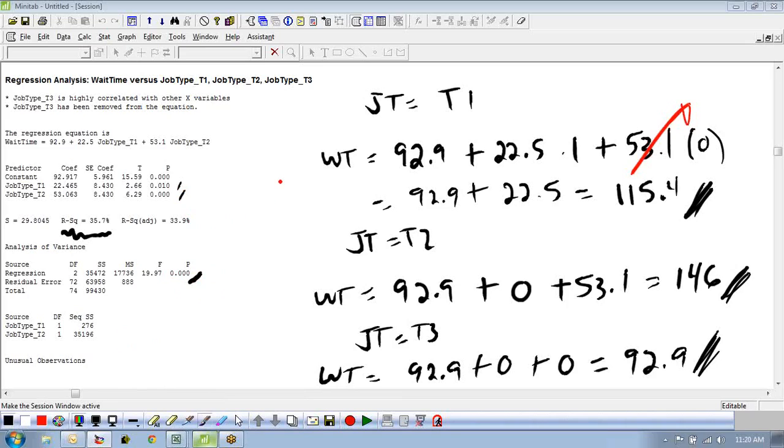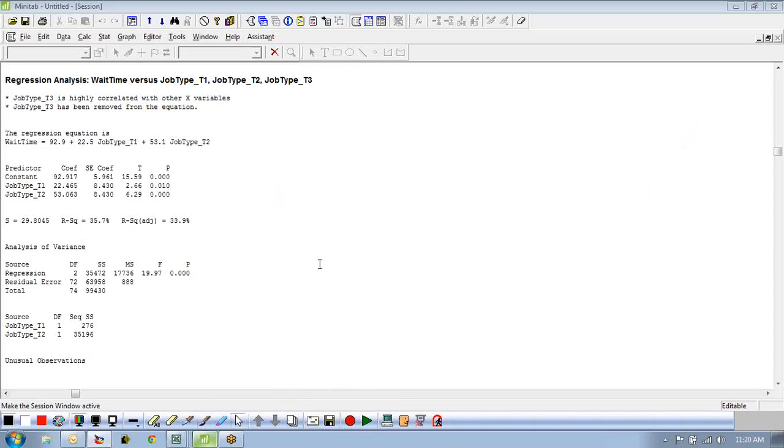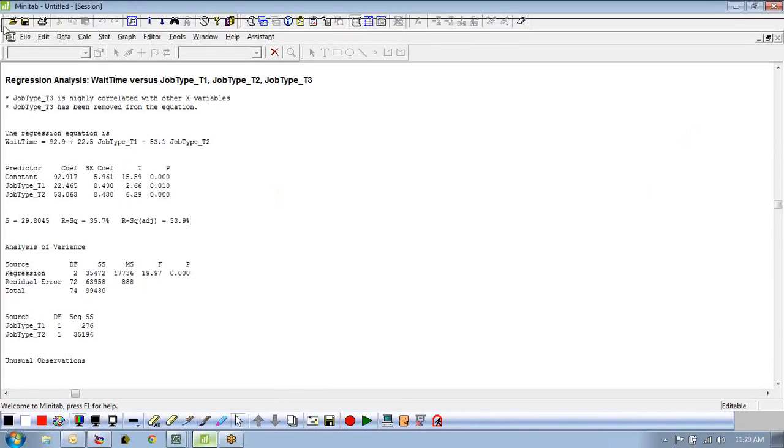Okay, so obviously we could use it for predictions and all that kind of stuff too. It's all well and good. Okay, so that's basically it. And I want to show you that now I'm going to do the regression again.